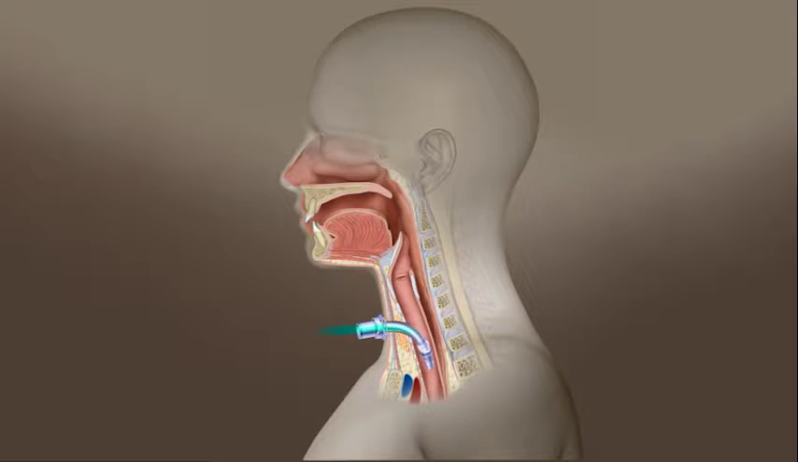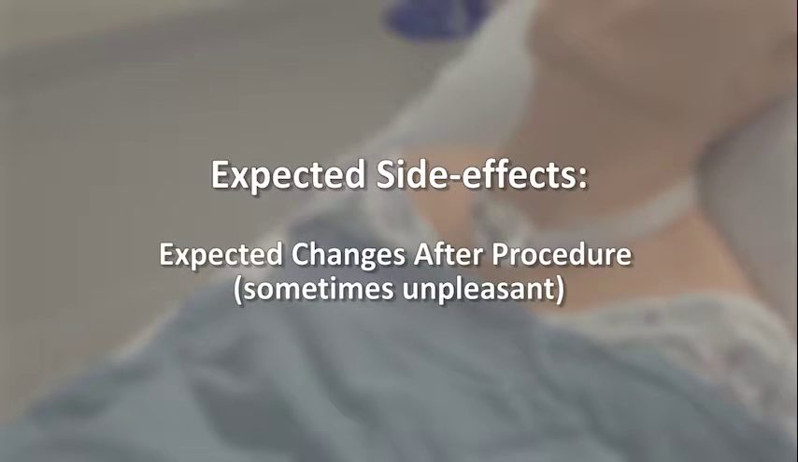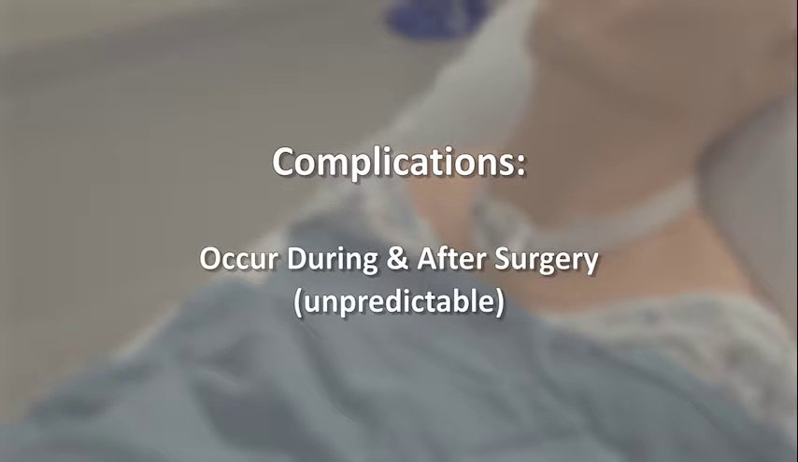The tracheotomy procedure affects how you breathe, and as a result, there are several expected changes that you may experience to varying extents. These are called the expected side effects of the trach procedure. Complications related to a procedure are unpredictable adverse events that can occur. Some complications are more common than others, and we will discuss the more common complications in this module.